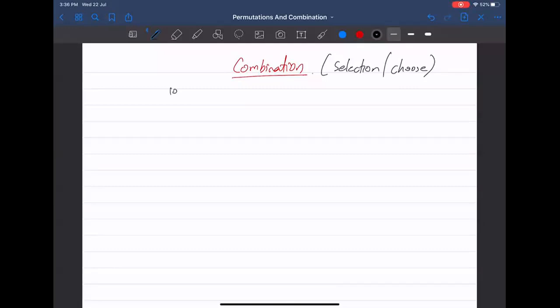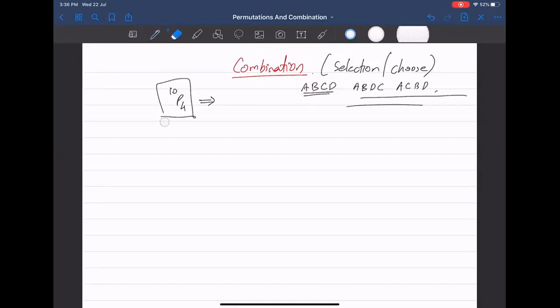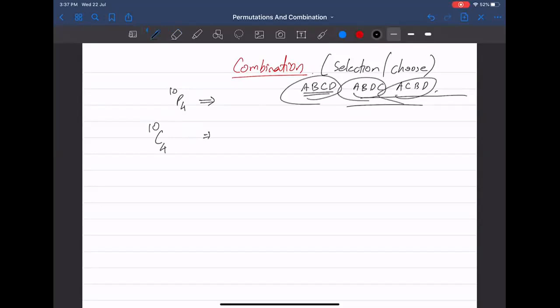See, in 10P4 ways this was giving you arrangement. ABCD will be different than... I mean, first of all, obviously you will select 4 people out of 10 people, and suppose you select the first 4 only, ABCD. Then ABCD and ABDC, then ACBD, all that will be considered different in permutation. But in combination, 10C4, which we call it, all of them are considered the same.